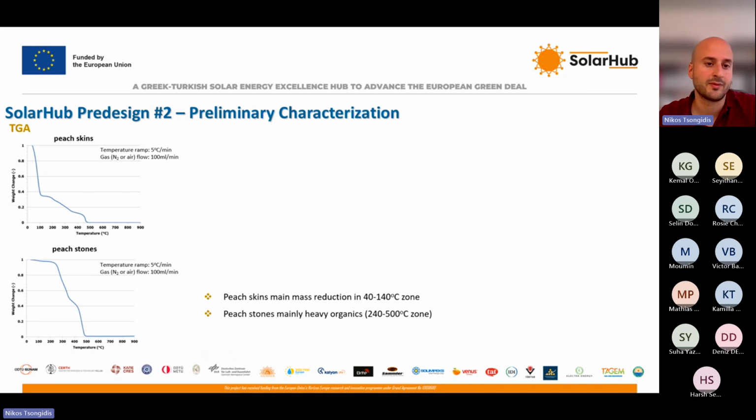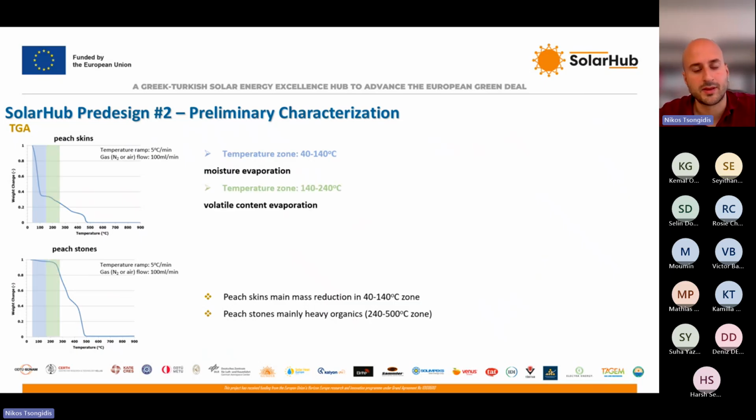So, for example, we have thermogravimetric analysis for both pit skins and pit stones. We see that the moisture evaporation takes place in the window of 40 to 140 degrees C. Of course, in the case of pit skins, because they're more moist, we see that the weight change is quite significant. Then we have the next temperature zone between 140 and 240 degrees C, which is the volatile content evaporation area.